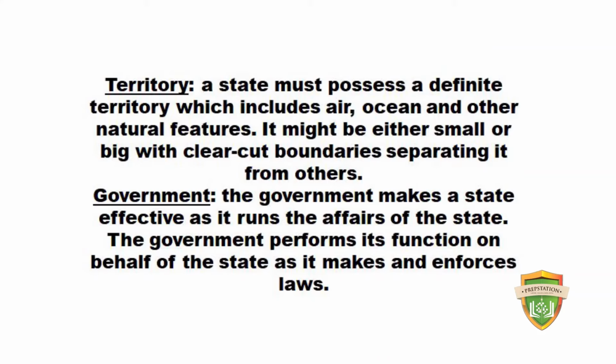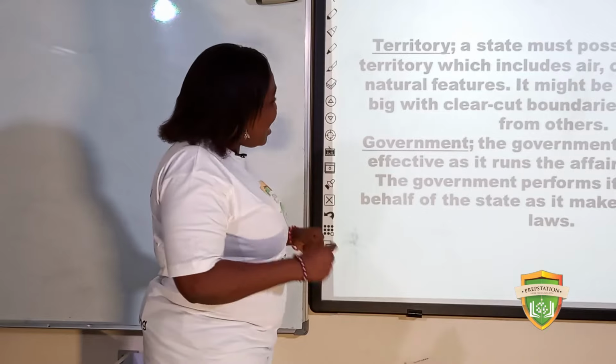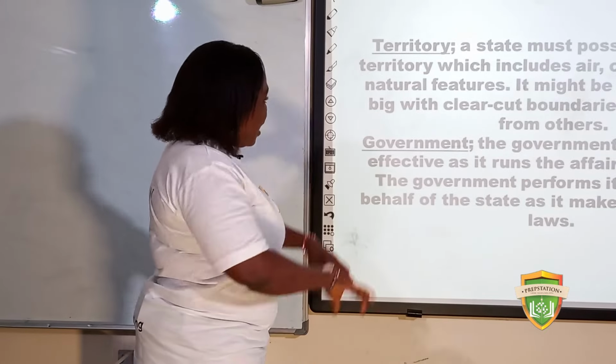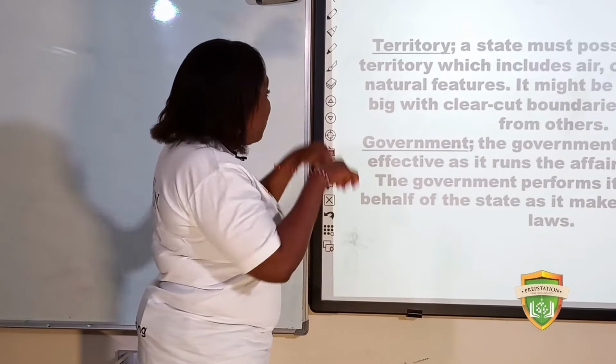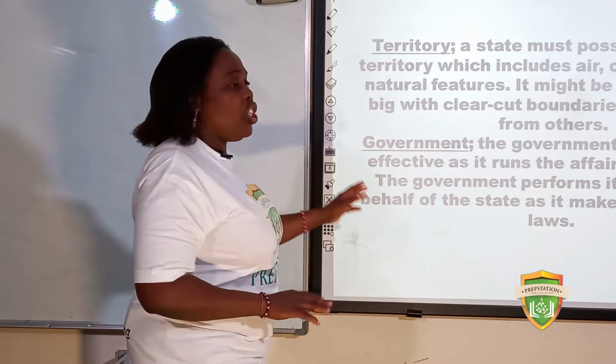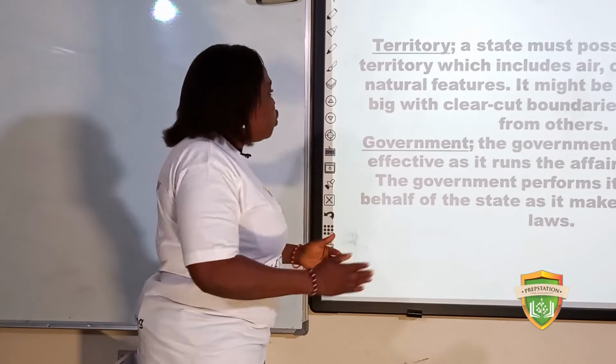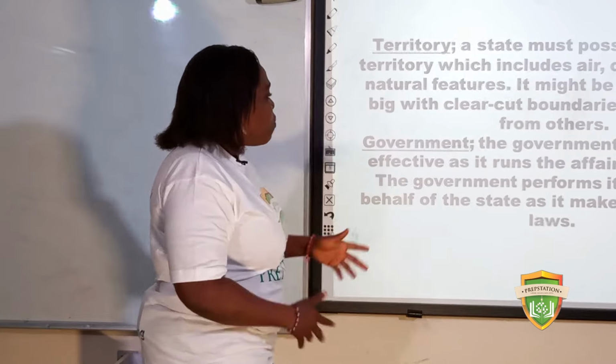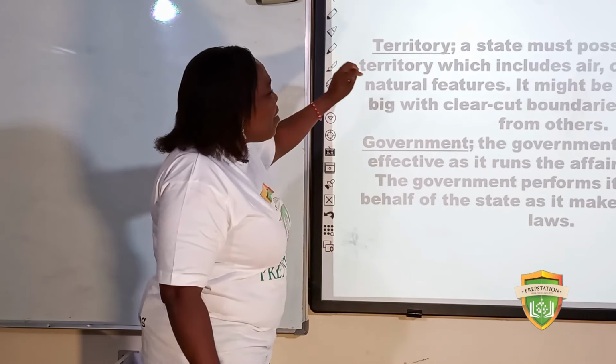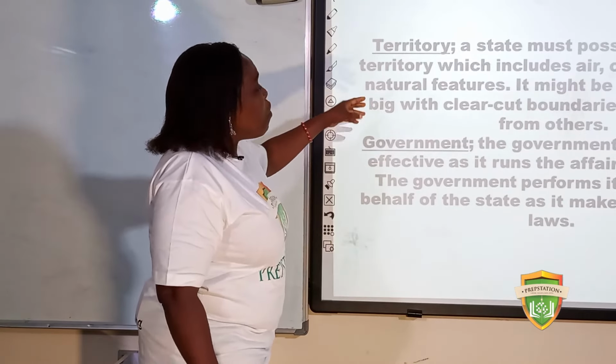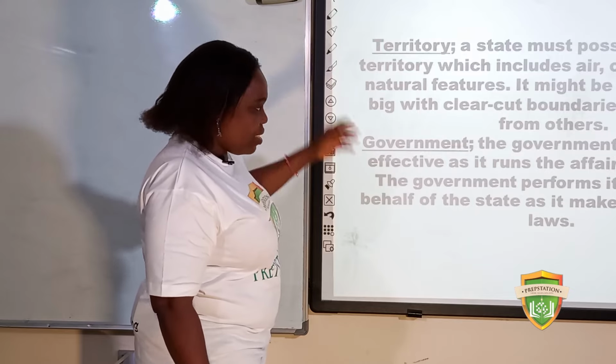Now, territory. It must possess a definite territory. It must have a place where it calls its home, a place where we live. This is our place. So that they don't have issues with other people in terms of boundary and all that. So it must have a definite territory for you to say it is a state.